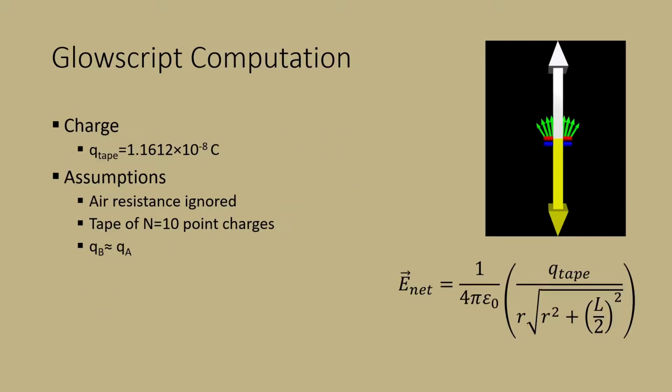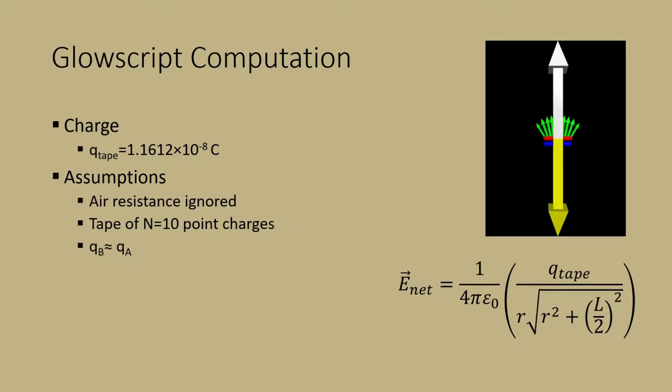These results were then applied to a Glowscript model, where each individual sphere represents a fraction of an overall charge, that is, a dq of an overall q. With this, a tape charge of 1.1612 times 10 to the minus 8 coulombs was found through trial and error. To make this work, a few assumptions were also made.